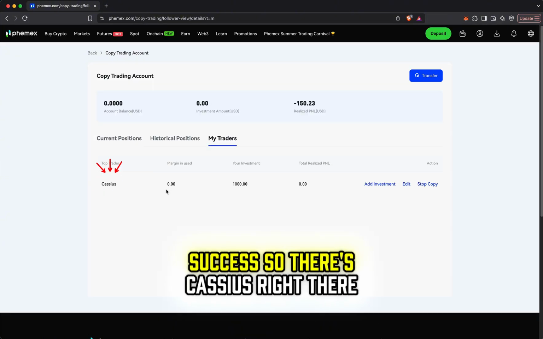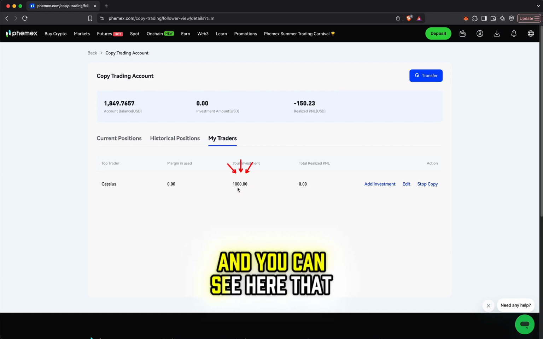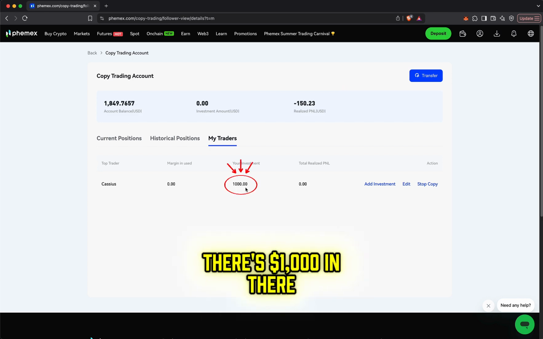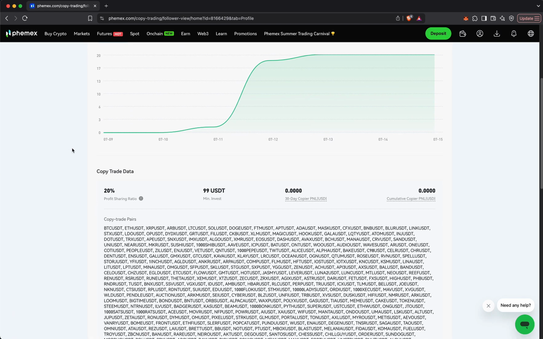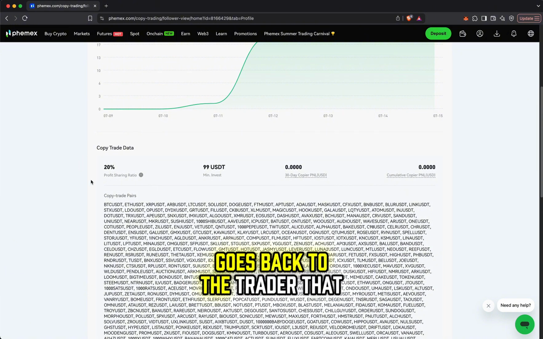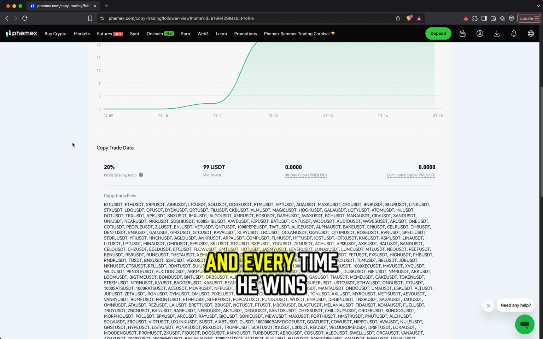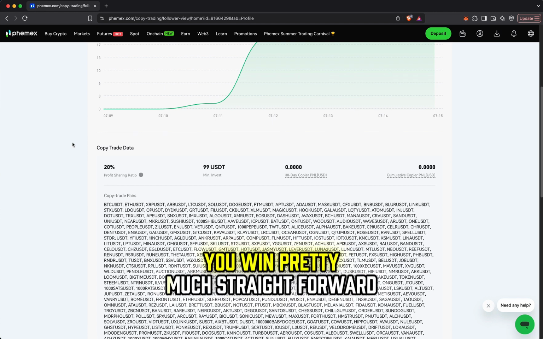Success. So there's Cassius. Right there, that's the trader that you're copying. And you can see here that there's $1,000 in there. The only thing you really need to know is that a percentage of your winnings goes back to the trader that you're copying. So if he's a good trader, then you just sit back on autopilot, and every time he wins, you win. Pretty much straightforward.